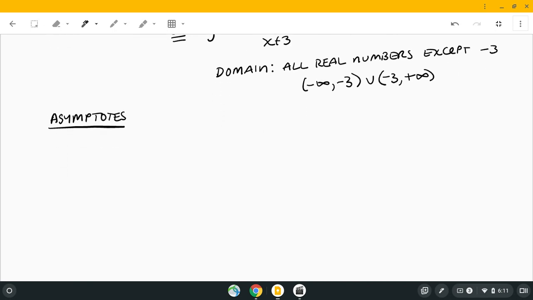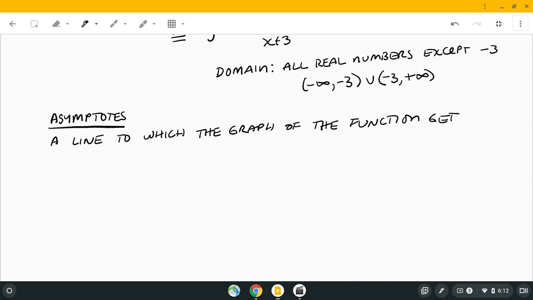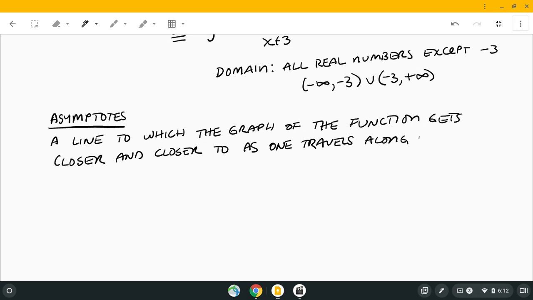asymptotes, a line to which the graph of the function gets closer and closer to as one travels along that line. Here, I'll draw you a visual of this.